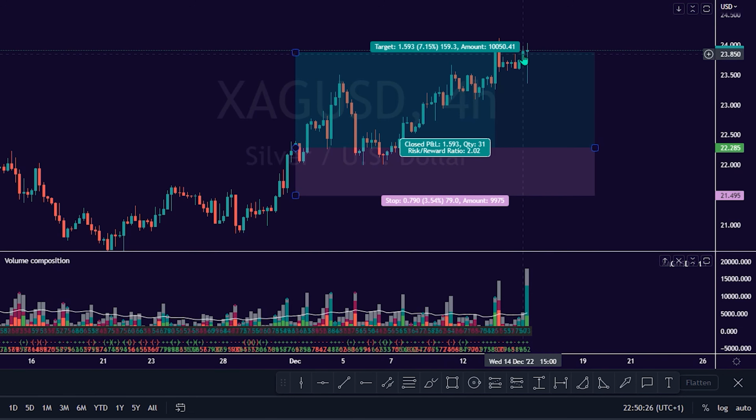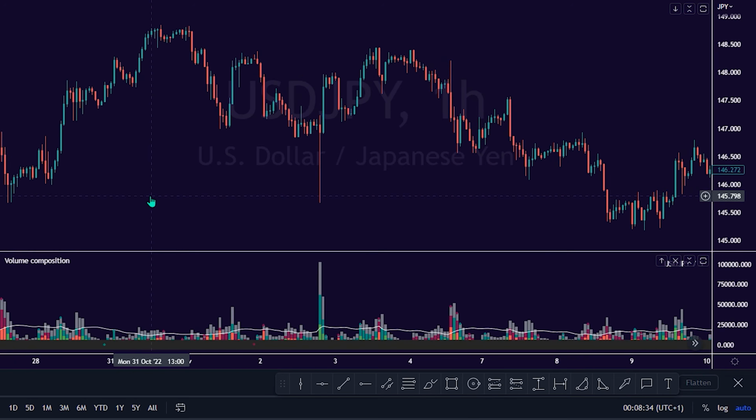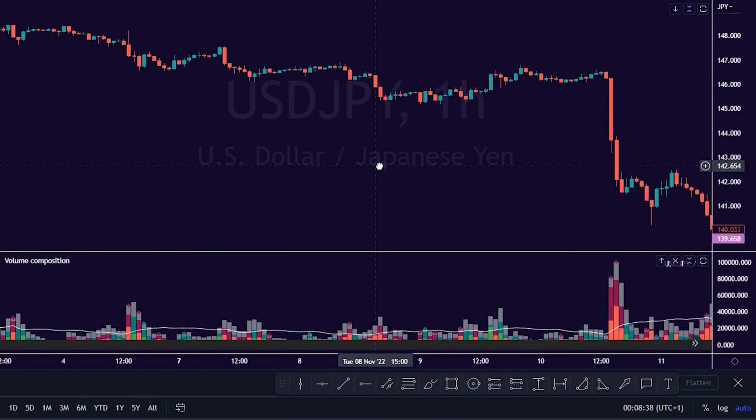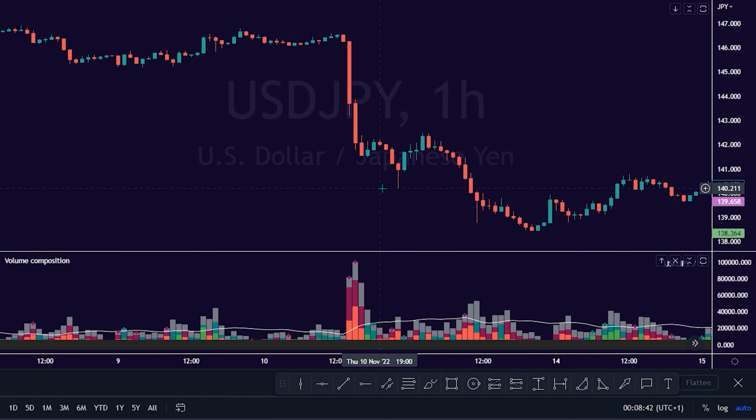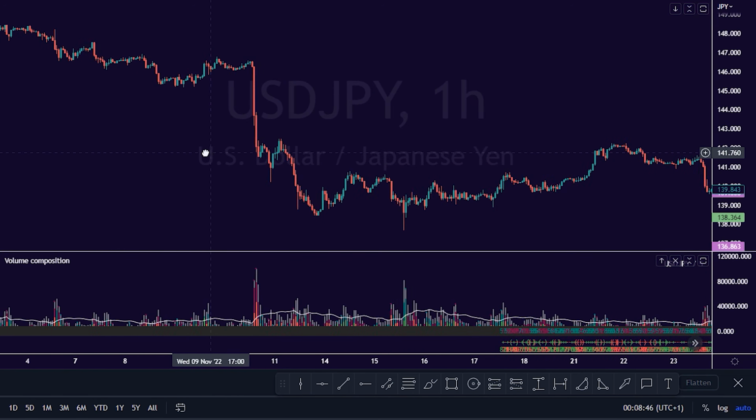Our take profit hit. Now let's see how to use the indicator to confirm a selling setup in the market. Let's search for another trade setup.